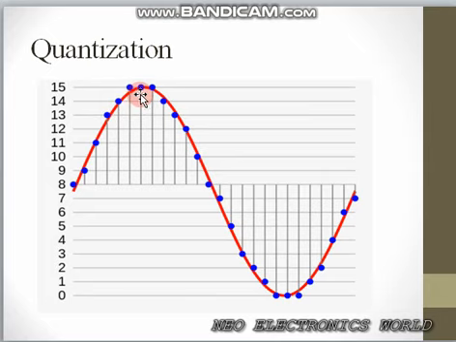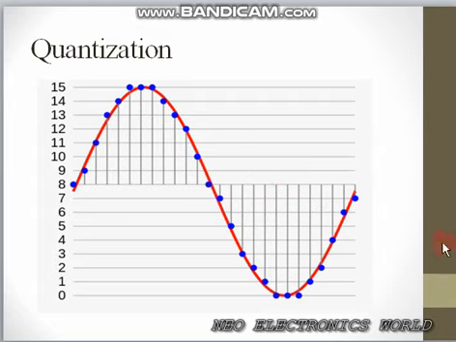Between 14 and 15 there are no levels, so all the analog signal values there are approximated to 15. So it is very easy. Like that, we can see the same in the negative cycle also. All are approximations, and approximations are done in order to discretize the amplitude.